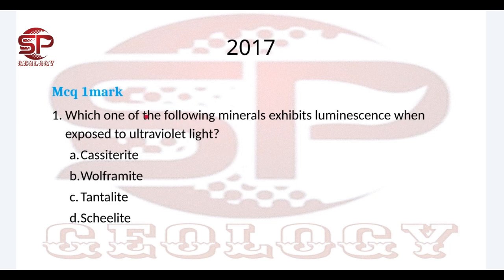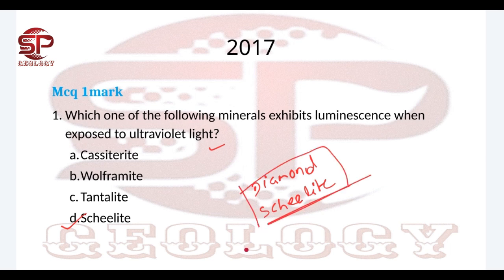Then 17. Which one of the following minerals exhibits luminescence when exposed to ultraviolet light? It is a property, luminescence property, that is shown by stillite. You can take the other example, diamond, stillite. They all show the luminescence property. They will glow when light falls on them or when they are exposed to ultraviolet.